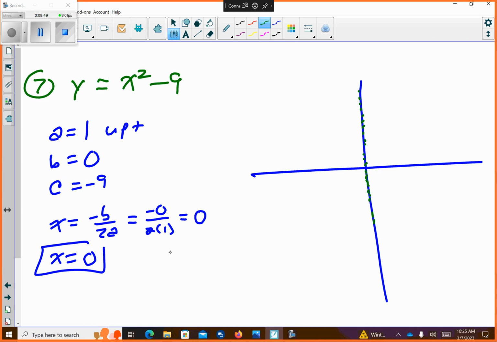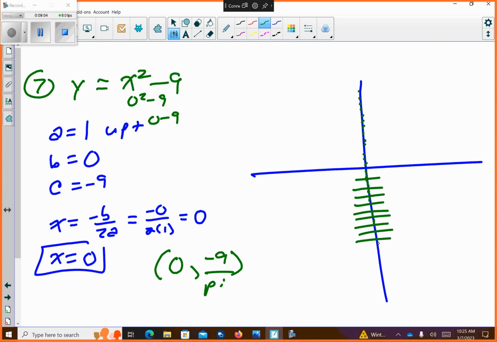My x component of my vertex is the axis of symmetry, and I have to plug in. So I plug in 0 squared minus 9, which gives me 0 minus 9, which is just negative 9. 1, 2, 3, 4, 5, 6, 7, 8, 9.